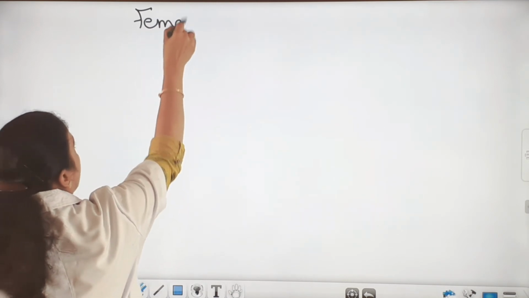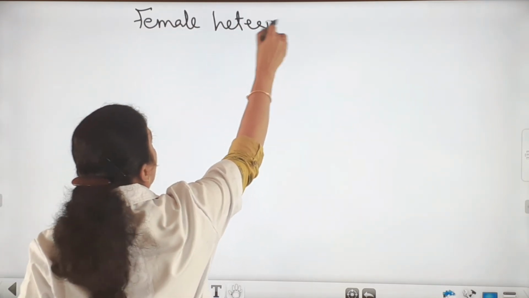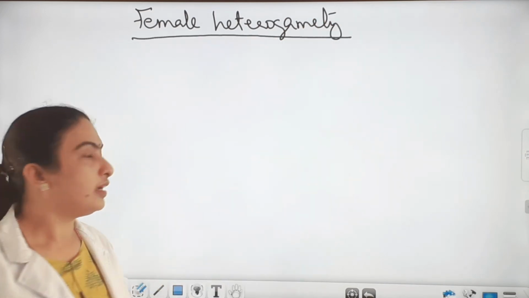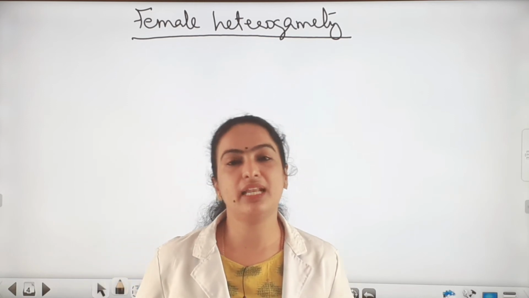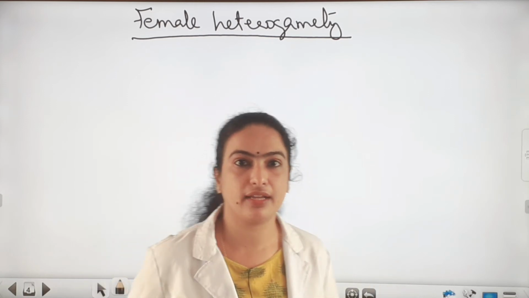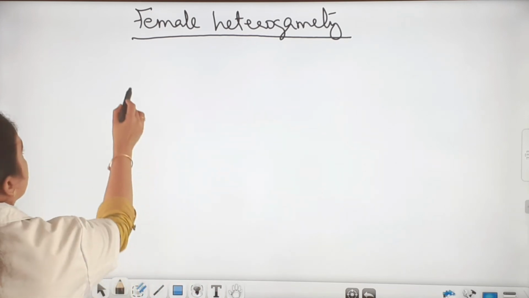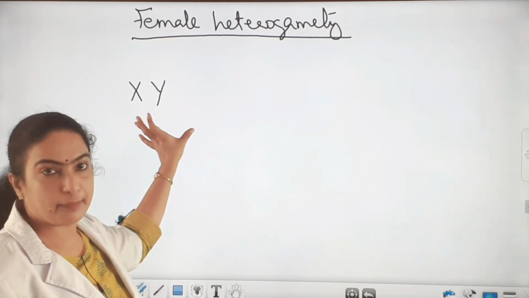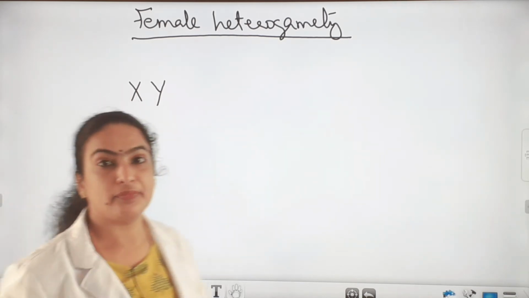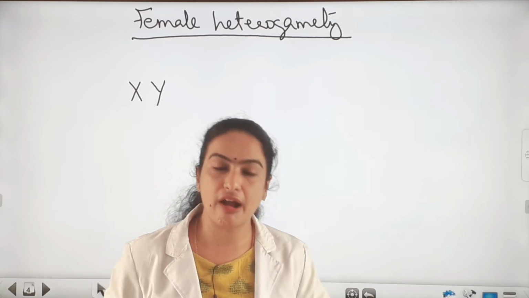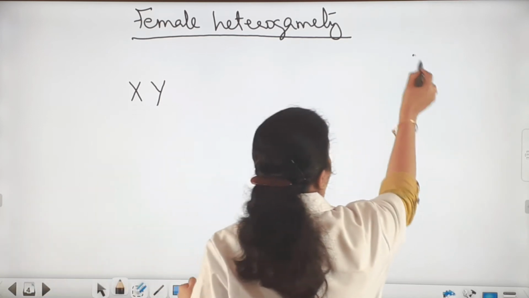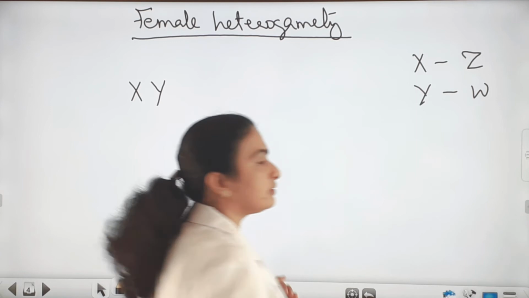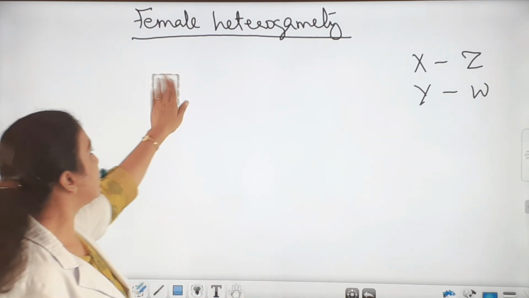Here we can see female heterogamety. Here normally we want to give two dissimilar gametes to the female. Then only the female heterogamety happens here. But if we are giving XY, we need to give dissimilar gametes. So how can we give XY? It causes confusion. So to avoid confusion, for X we can give another letter Z, and for Y we can give another letter W. Is it clear?